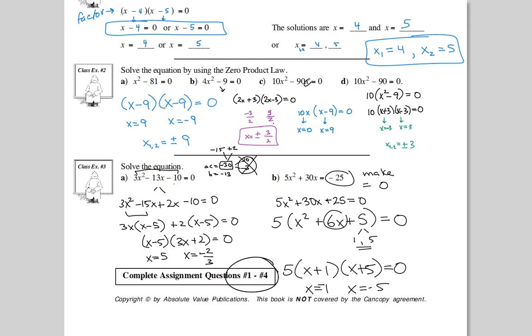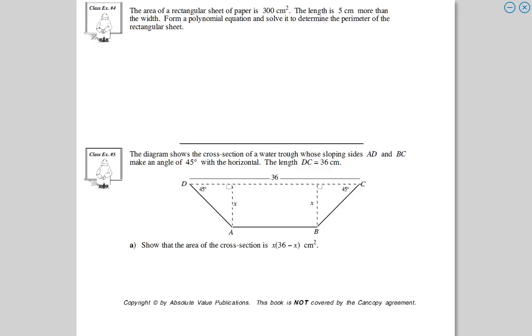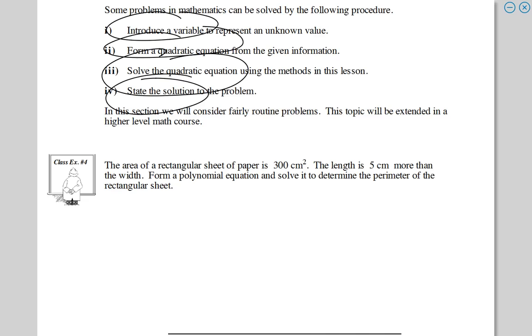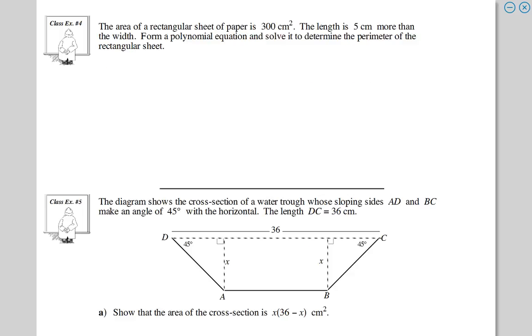So I guess homework's 1 to 4, and then there's probably like a silly word problem next. Oh, there's 2 word problems. So step 1, introduce a variable. Step 2, form a quadratic. Step 3, solve the quadratic. Step 4, state the solution. Oh, thanks for the tips. Like, what else would you do there, right? Anyways, this is a good book. I'm not trying to be sarcastic, but this is a good book. I don't want to give it a wrong impression.